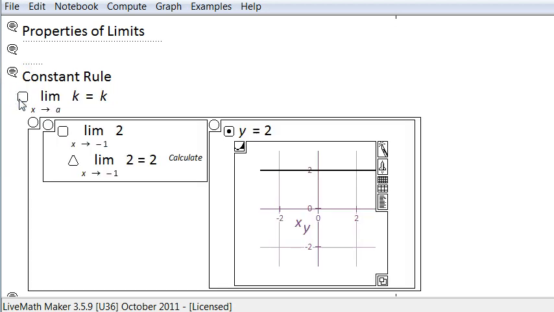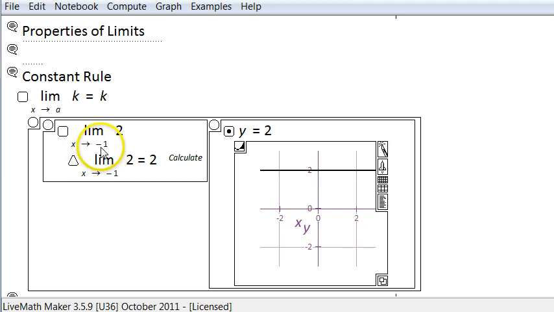Here's an example. What's the limit of 2 as x goes to -1? Well, the function 2 just stays at 2. So the fact that x is going to -1 doesn't matter. The y value is always up there at 2. You can go anywhere you want.